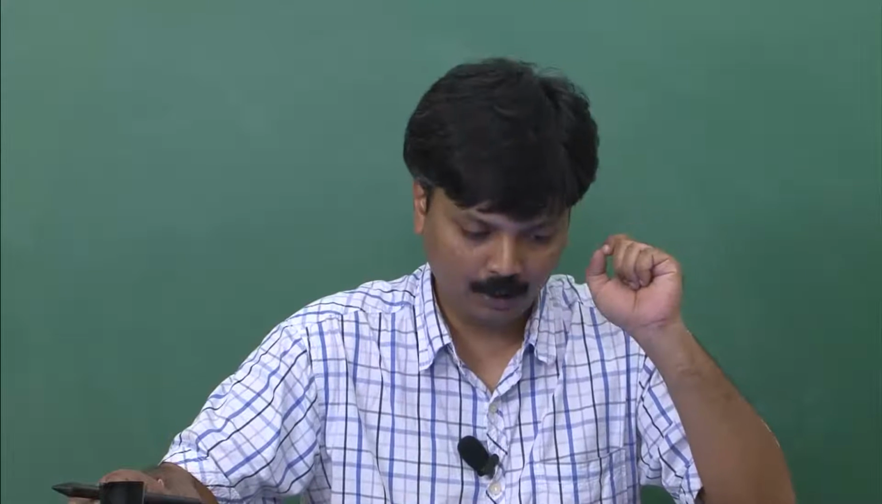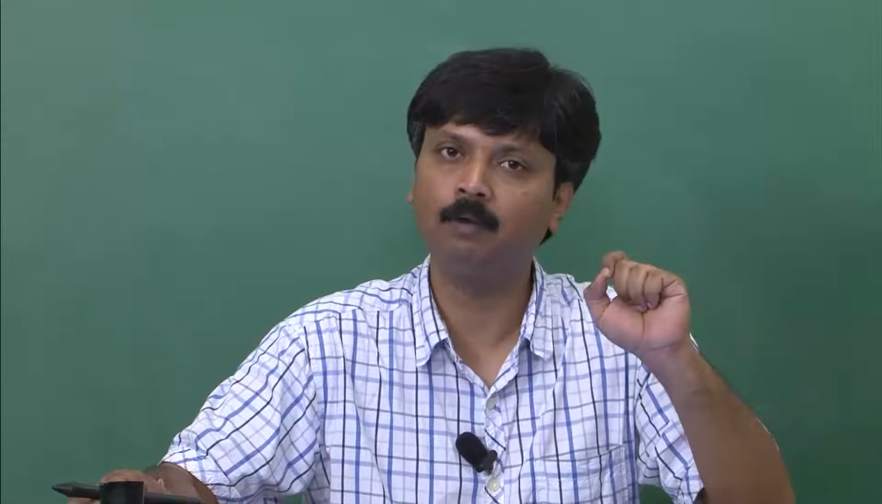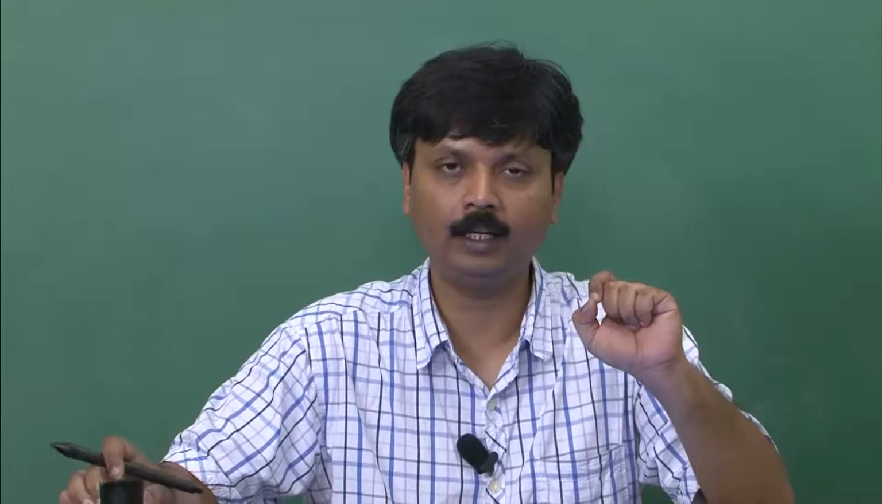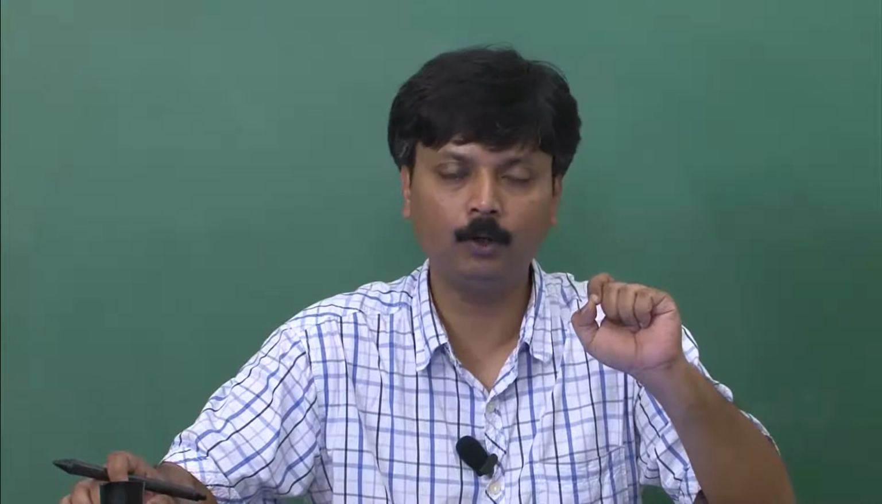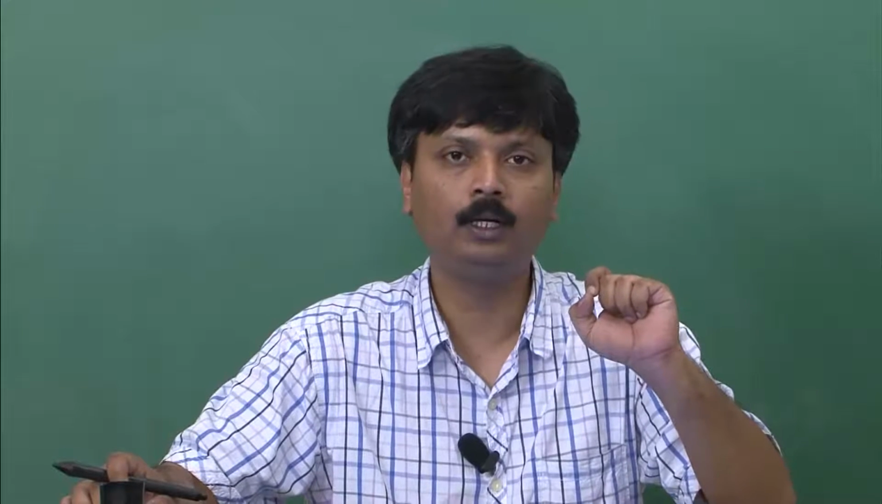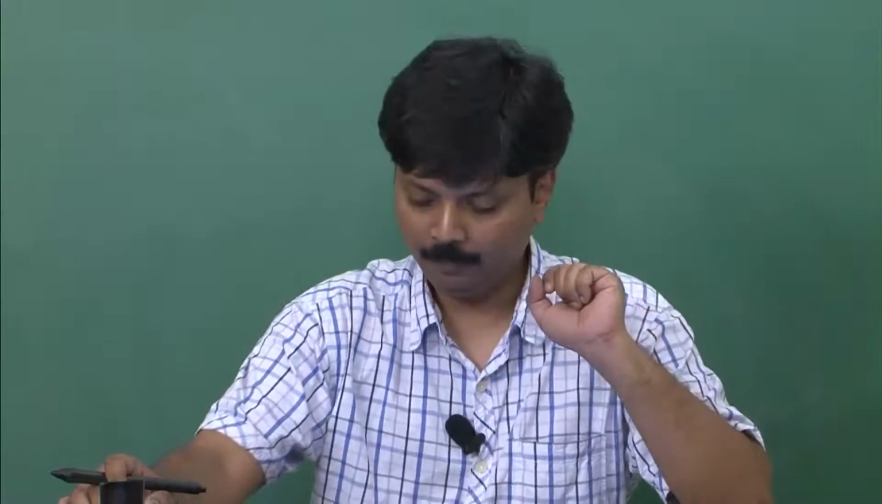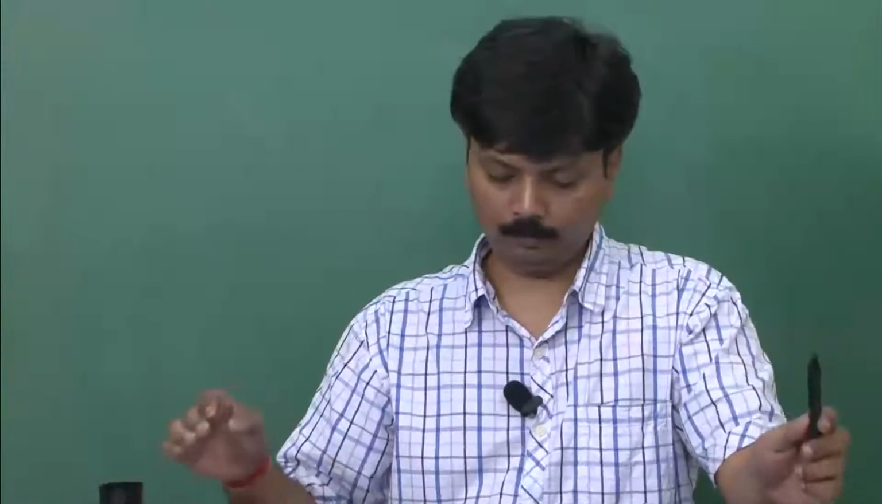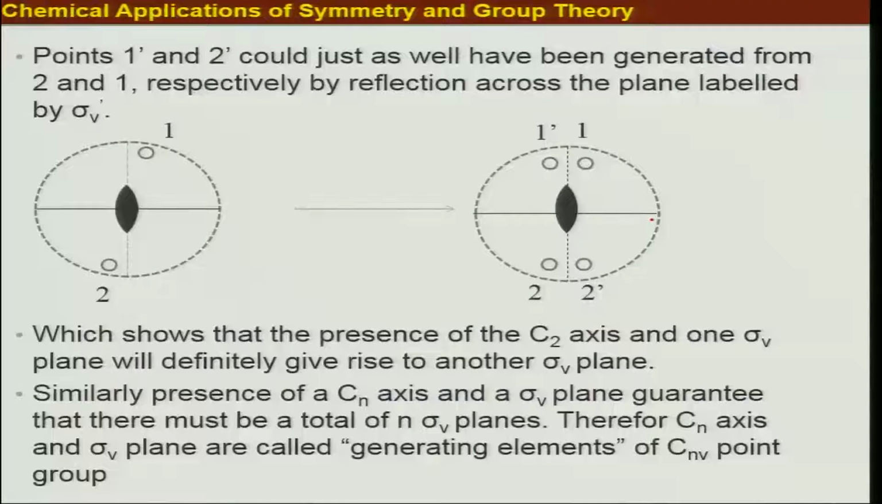So, we know that if you have a principal axis of symmetry, that is Cn, and if you figure out from the Schoenflies notation of the point group that you have one sigma v, then you can rest assured that there will be a total of n sigma v's. That is why this Cn axis and sigma v plane are called the generating elements of the Cnv point group.